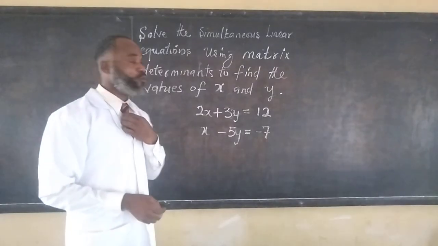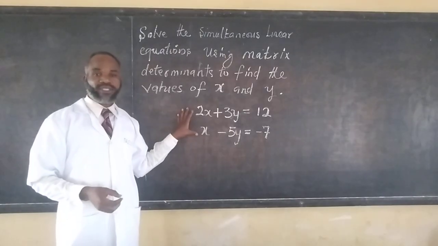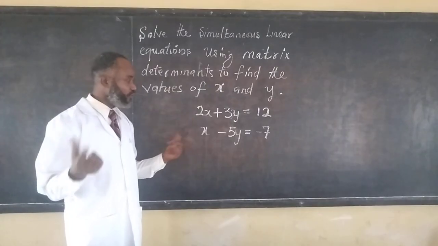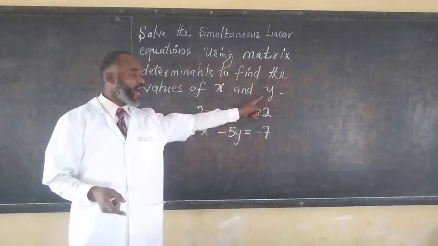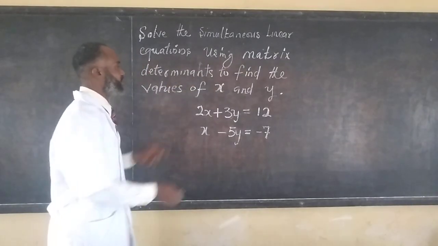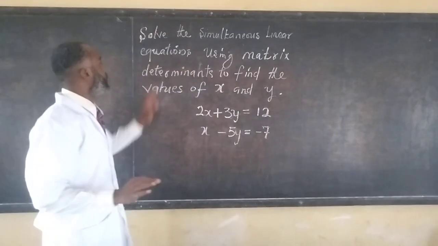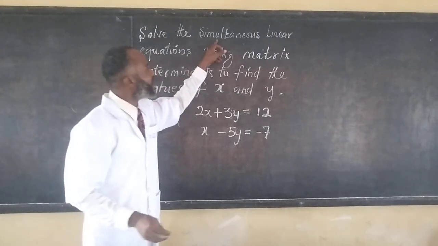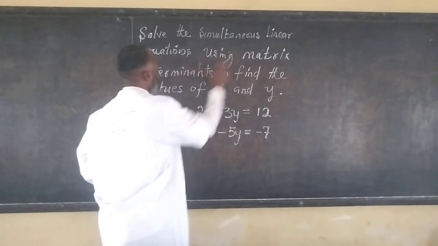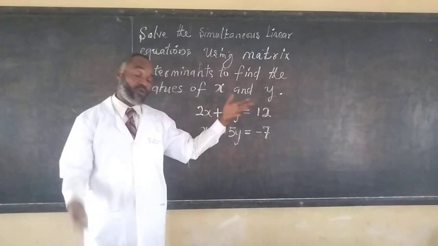Okay, this question is from matrix, and we have two sets of linear simultaneous equations that we need to solve to find the values of x and y respectively using matrix determinants. That's what we're going to use. So solve the simultaneous linear equations using matrix determinants to find the values of x and y, of course, respectively.